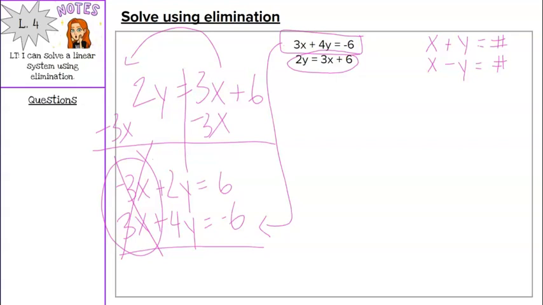So sometimes we just have to rearrange the equation to make it work, and I just wanted to show you one example of that before you move into your practice.